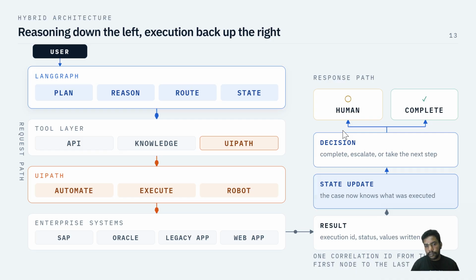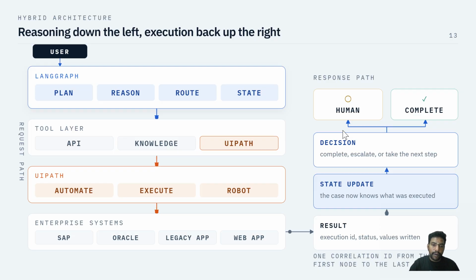Two design notes. First, the return path is a separate line, deliberately, because request and response have different failure modes and different logging needs. Second, one correlation ID runs from the first node all the way to the last along the line. Without it, you have two systems and two stories. With it, you have one investigation.